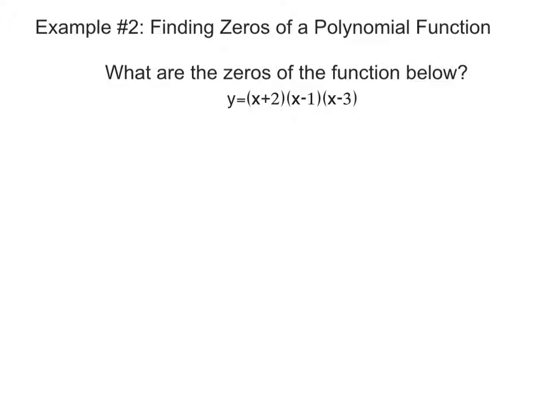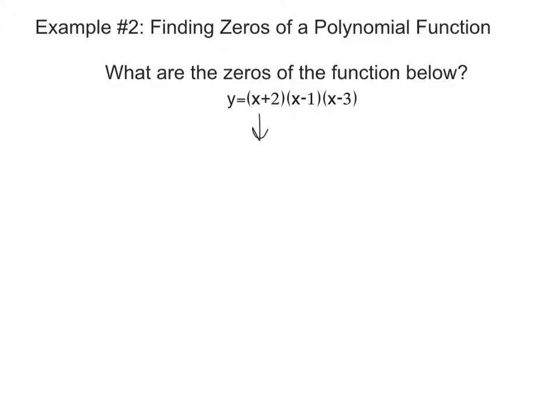All right, so in example 2, at this point, we're in factored form and we want to know what the zeros are. And we've technically kind of done this when we were left in factored form when they were quadratics, because we would just have two factors. Now we have three. But either way, we will still set these factors equal to 0.